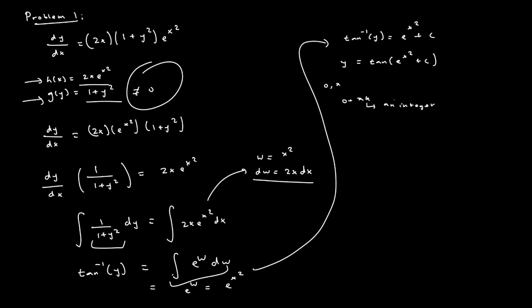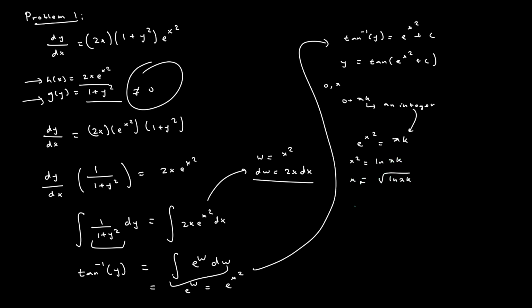Those domains are invalid for this function. So basically, whenever e to the power of x squared is equal to pi k, for k being an integer, our function over here, this differential equation, is not defined. And so solving for x, we can take the log on both sides. So we get x squared is equal to natural log of pi k. And then x is equal to the square root of ln of pi k. These are all invalid domain points.